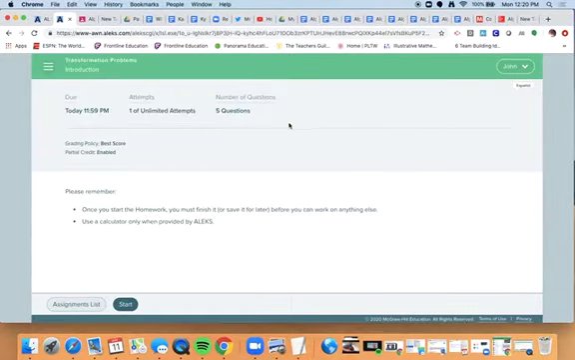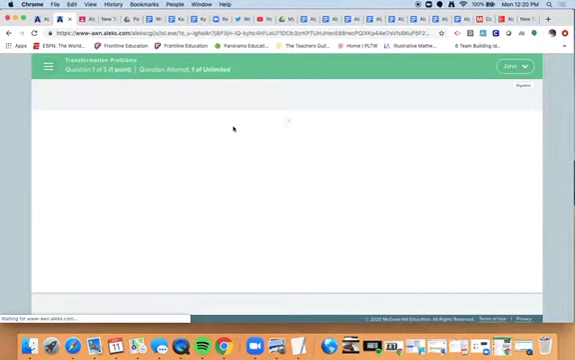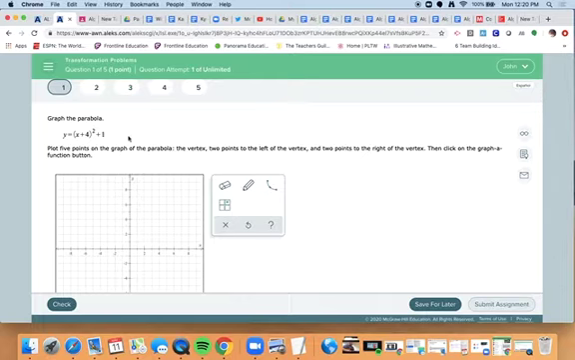I'm in student view. Kind of a neat little feature. So this first problem says graph the parabola, and it gives me this equation. It says plot 5 points on the graph of the parabola: the vertex, 2 points to the left of the vertex and 2 points to the right. Then click on the graph a function button. So the first thing it wants you to plot is the vertex.